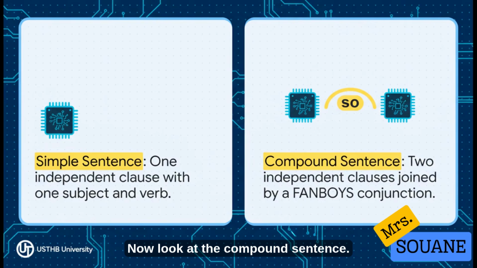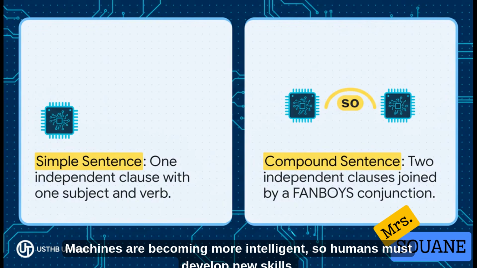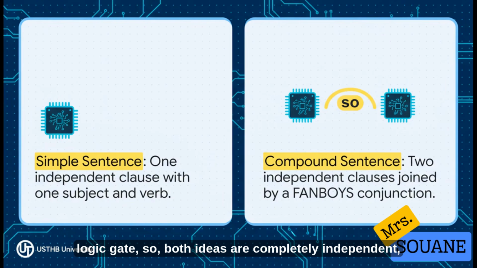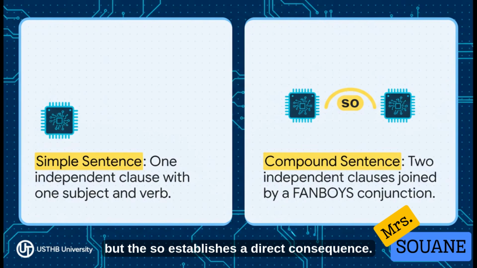Now look at the compound sentence. Machines are becoming more intelligent, so humans must develop new skills. We've taken two independent simple sentences and bridged them using our fanboys logic gate, so. Both ideas are completely independent, but the so establishes a direct consequence.